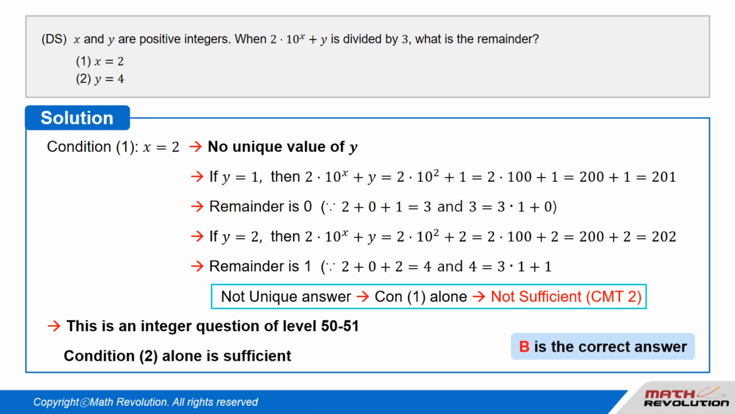Condition 2 alone is sufficient. Thus, B is the correct answer. You can get a score of 50 to 51 in GMAT math if you have the opportunity to solve these levels of questions. Answer B.